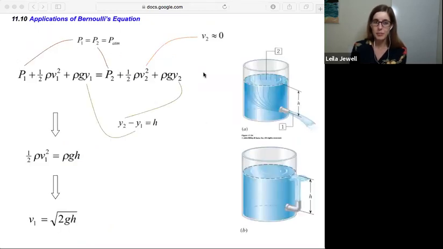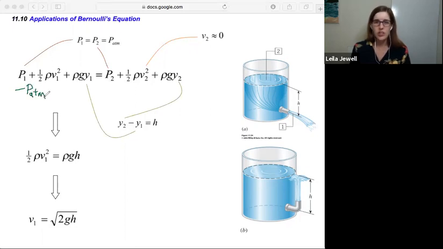So we're going to take Bernoulli's equation, the full detailed thing, but we note that pressure 1 is equal to pressure 2, which is just atmospheric pressure. That means we could call pressure 1, say pressure 2, right? Or we could call them both pressure atmosphere and subtract it from both sides, and it would just disappear.